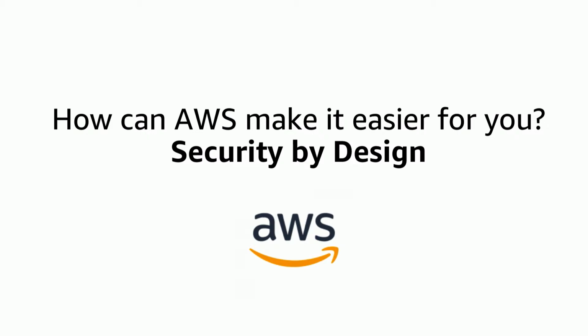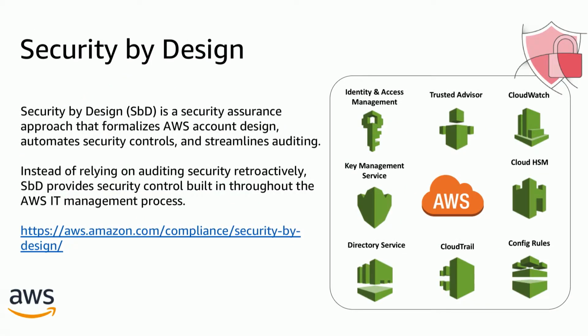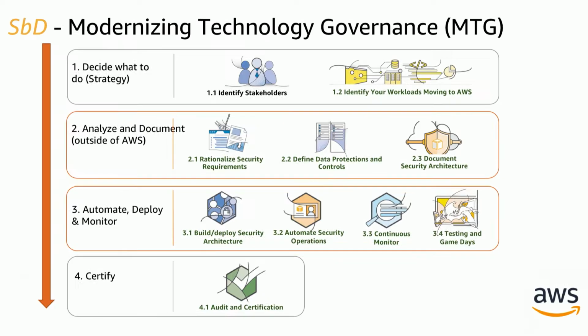So the other thing is security by design. This is actually a program that we have, because at the end of the day, as I talked about, there are so many different things. There is IAM, groups and roles, public or private subnets. There is who will manage the keys, which databases, et cetera, et cetera. And it's all dependent on the underlying workflow that you're trying to implement, right? So we have this program called Security by Design, a security assurance approach that formalizes AWS account design and your security controls with respect to your network infrastructure, your VPC infrastructure, and all of that. You can go to that link down there and read about this in more detail.